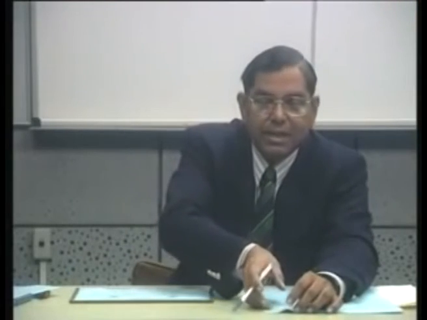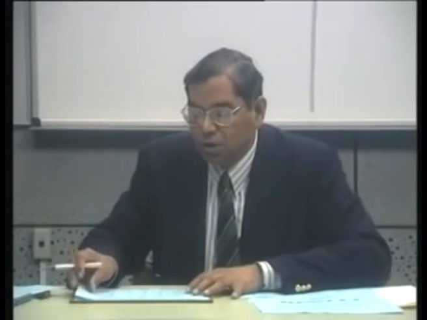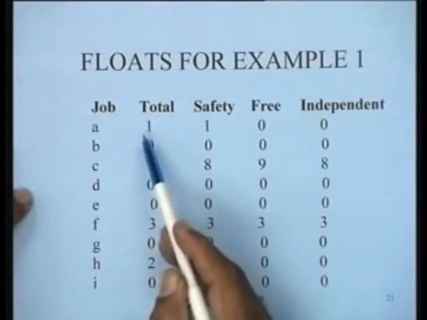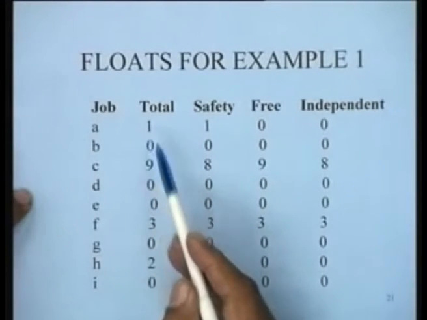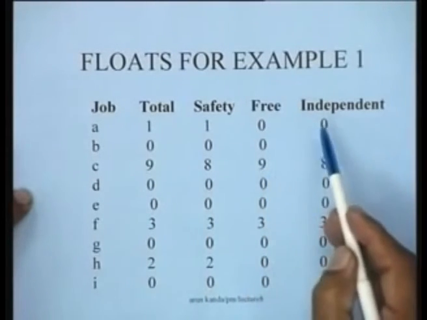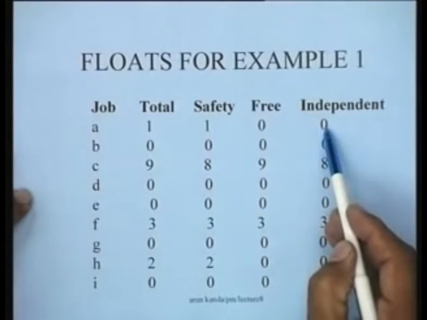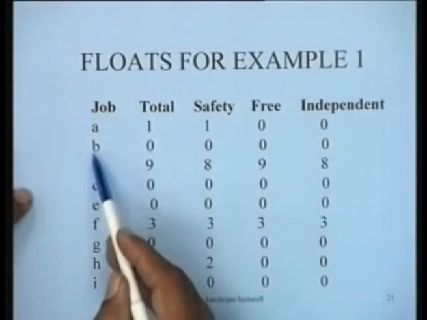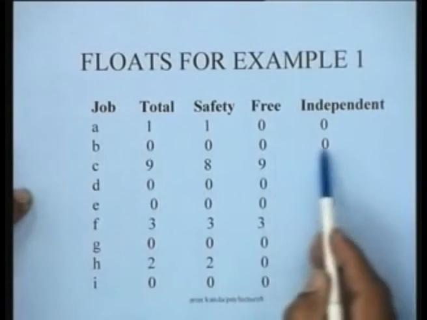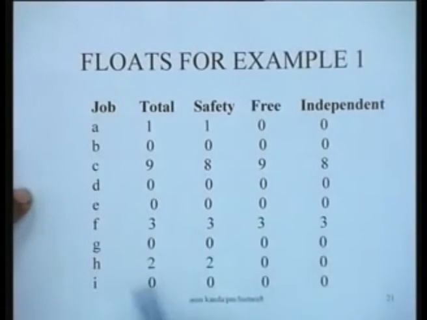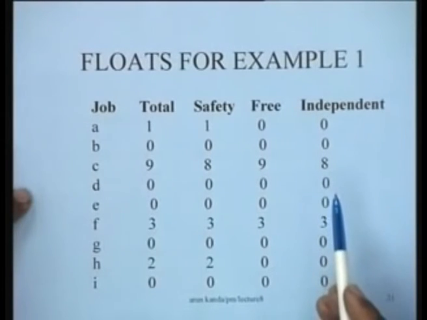For instance, if you take the example that we have done, for which we have already computed everything, the total float works out for job A as 1, safety float is 1, there is 0 free float and 0 independent float for the activity. Similarly, for activity B, which is in fact for activities which are critical, all the 4 floats are 0. So B is a critical activity, so is D, so is E, so is G, and so is I.